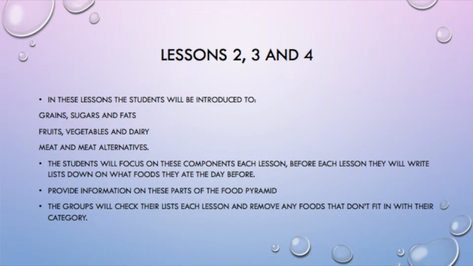Lessons 2, 3 and 4. In these lessons, the students will be introduced to grains, sugars and fats, fruits, vegetables and dairy, meat and meat alternatives. The students will focus on these components each lesson. Before each lesson, they will be asked to write down a list on what foods they ate the day before. The teacher will then provide information on these parts of the food pyramid. The groups will recheck their lists each lesson and remove any foods that don't fit in with their category. There will be more information on lessons 2, 3 and 4 on our wiki page.